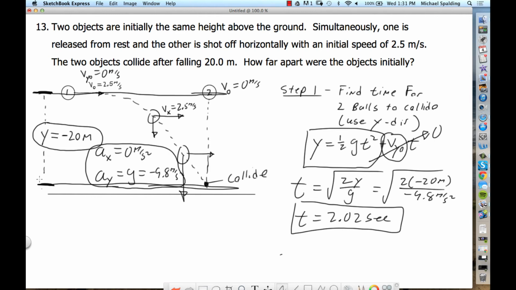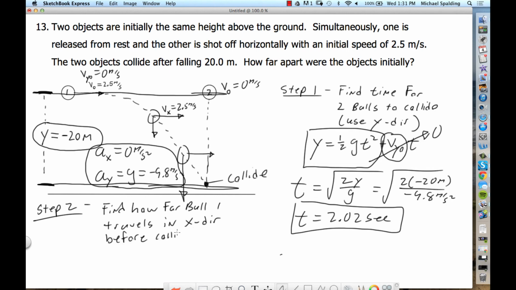So now what we do is we go, okay, step 2, find how far ball number 1 travels in x direction before the collision. How far does ball number 1 travel in the x direction before the collision?